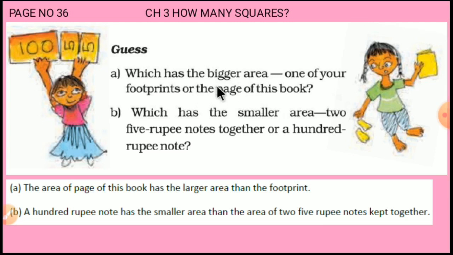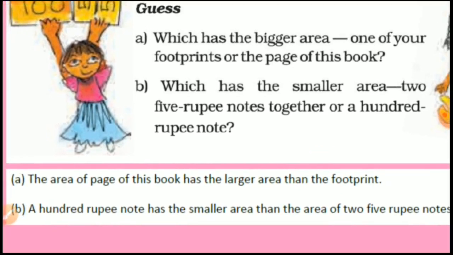किसका बिगर एरिया है? एक तो आपका फुटप्रिंट और दूसरा पेज ऑफ योर टेक्स्ट बुक ऑफ 5th मैथमेटिक्स. तो किसके बिगर एरिया होगा? चलिए देखते हैं द आंसर. The area of page of this book has the larger area than the footprint. अपनी जो टेक्स्ट बुक होती है ना उसका एरिया लार्जर होता है कंपेयर टू द फुटप्रिंट ऑफ आवर फीट.